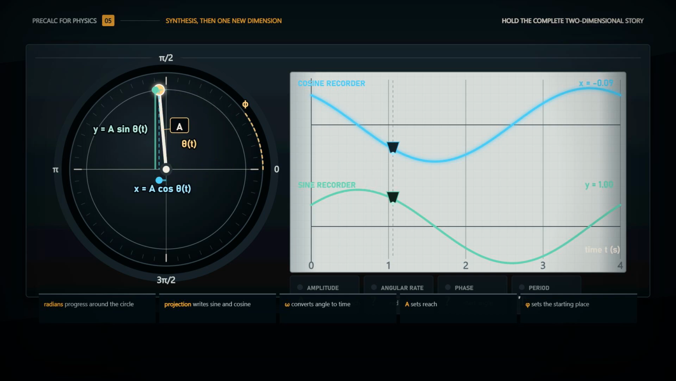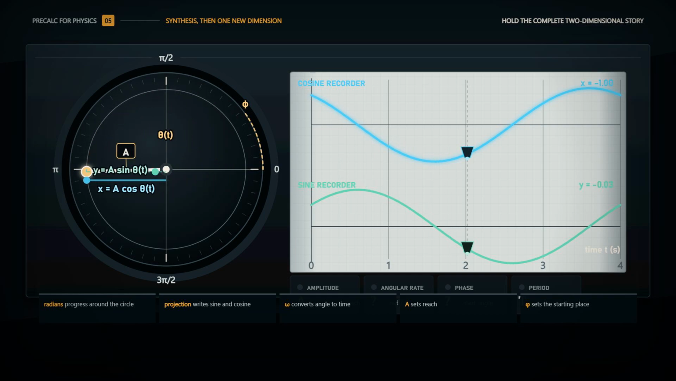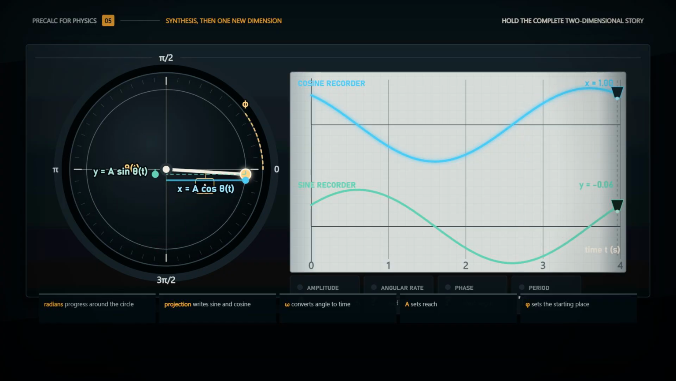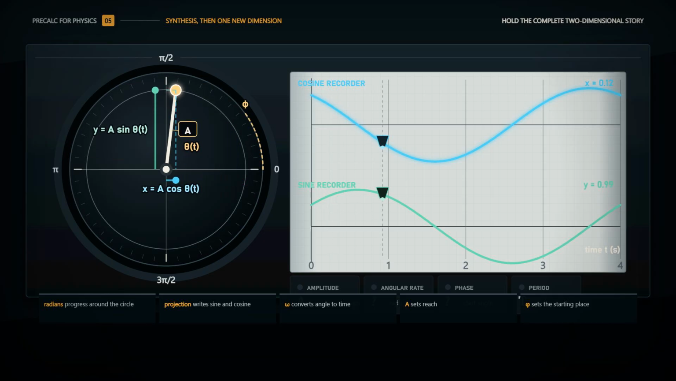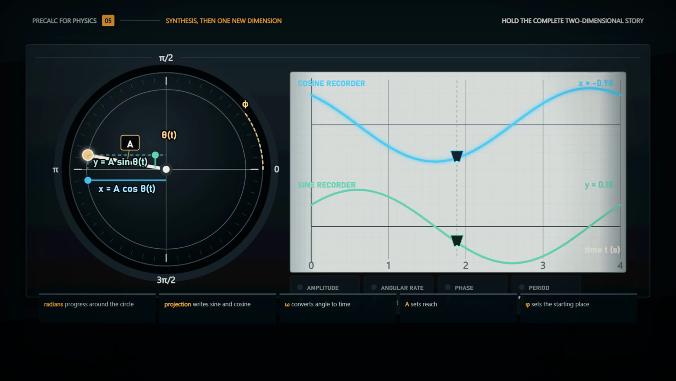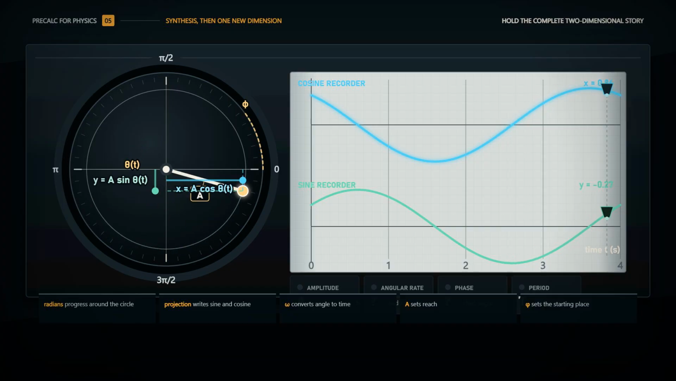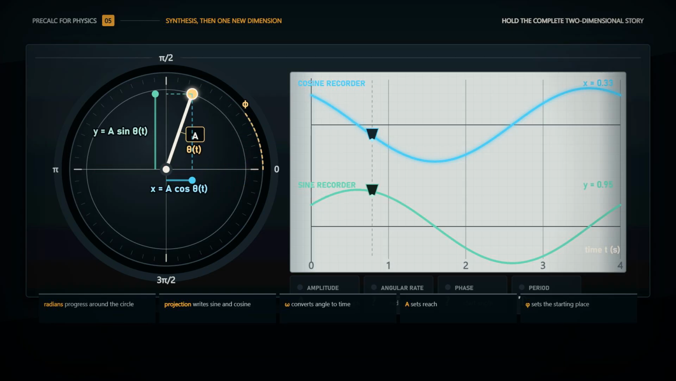Before adding any new dimension, hold the complete two-dimensional story. Radians measure progress around the circle. Projection turns that progress into sine and cosine. Uniform angular frequency turns angle into time. Amplitude sets the reach, and phase sets the starting place.